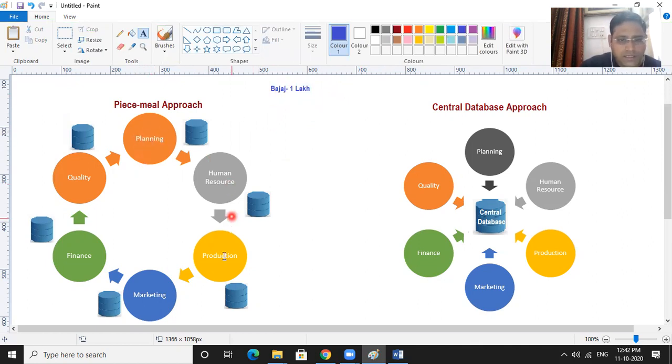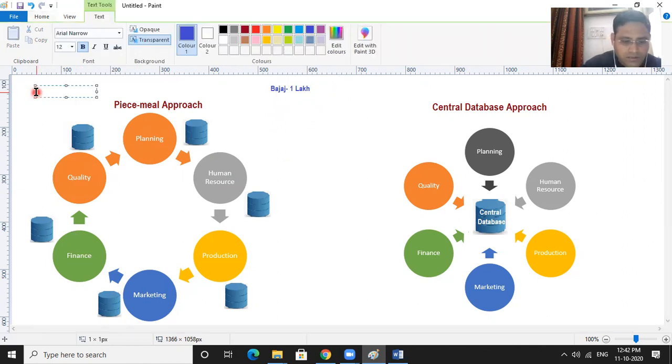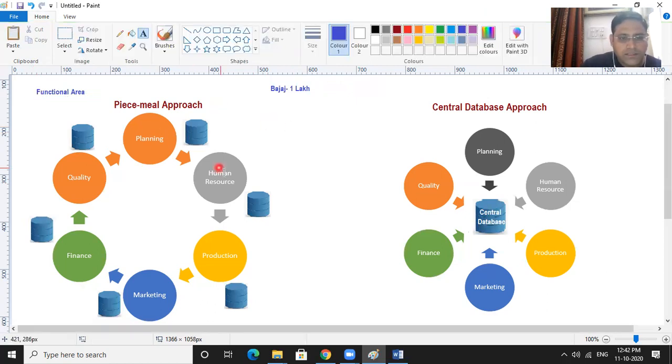So these are the different departments of an organization, and these departments are known as functional areas. These are the different functional areas: planning, human resource, production, marketing, finance, quality. I have taken six right now. There can be many functional areas in an organization according to the industry. So guys, see, these are functional areas.